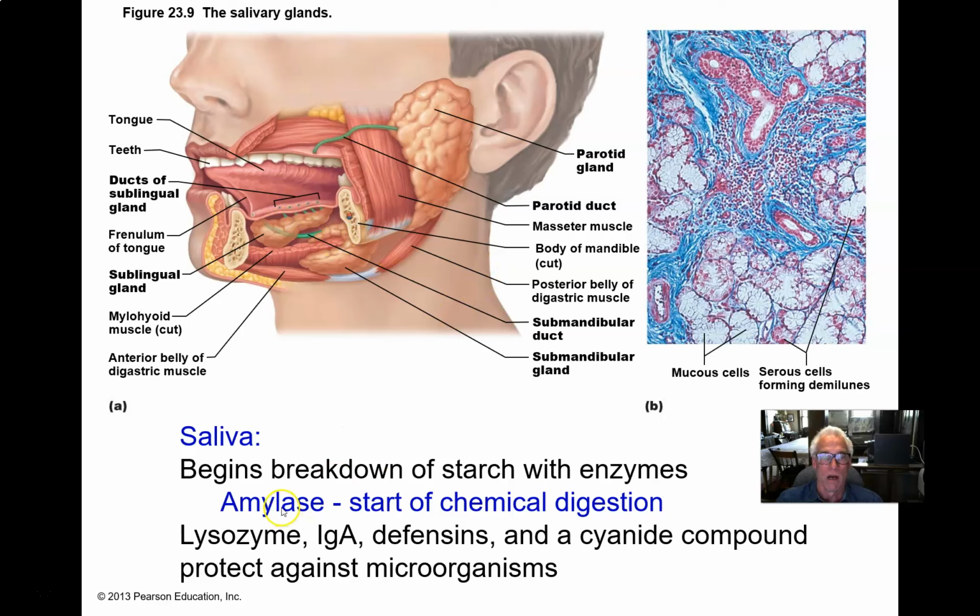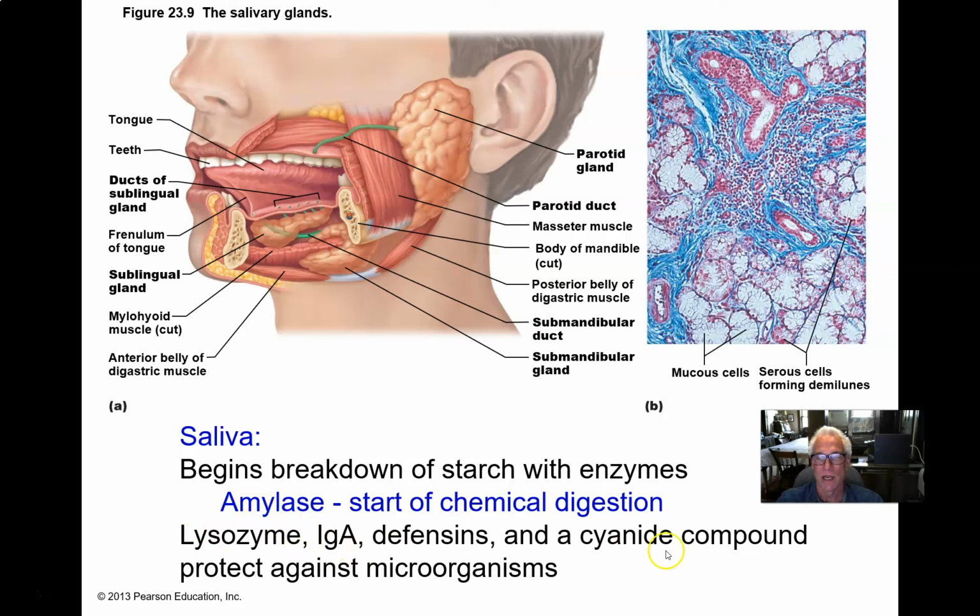Important note, in saliva is the beginning of chemical digestion. Chemical digestion begins with the chewing, mastication. Chemical digestion begins with amylase. It starts to break down starch down into sugars or oligosaccharides.